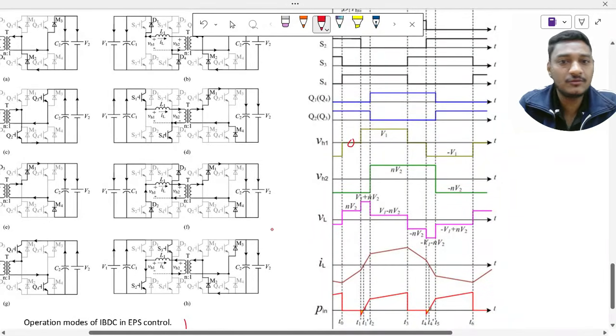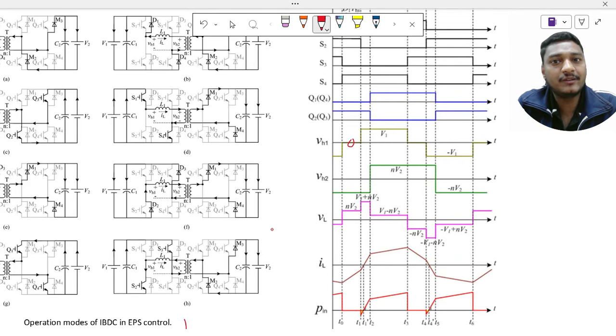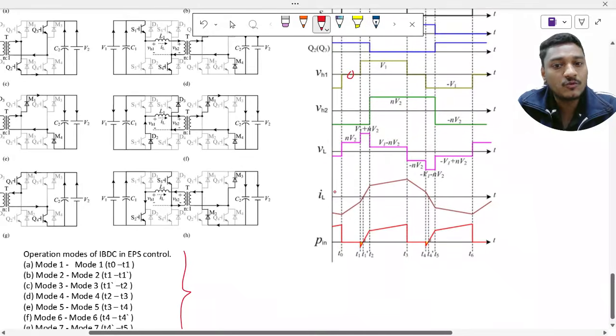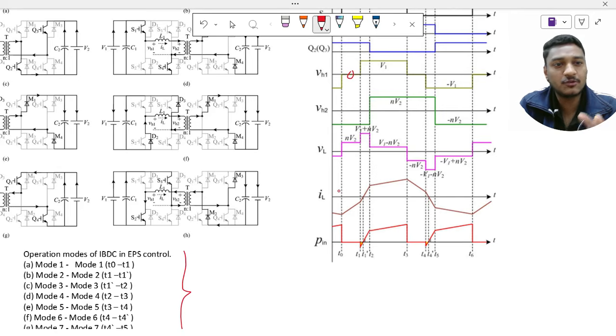So we'll stop here, and in the next class we will try to understand, with this waveform, how to calculate the expression of power. That part I am going to skip, because as we have seen in the single phase shift modulation, it is a lengthy procedure with the charge balance and a lot of derivation before we come up with the power expression, right? You have understood that.